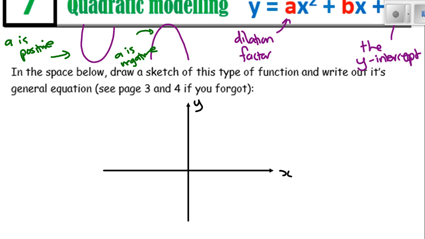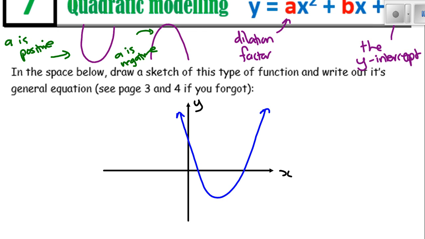For a sketch of this type of function, I'll just do a basic one, like this. It's fine, you could have done one like this instead, or like that instead. I'm just showing you they're very vague. So I'll do one like that, for example. It's going on infinitely.